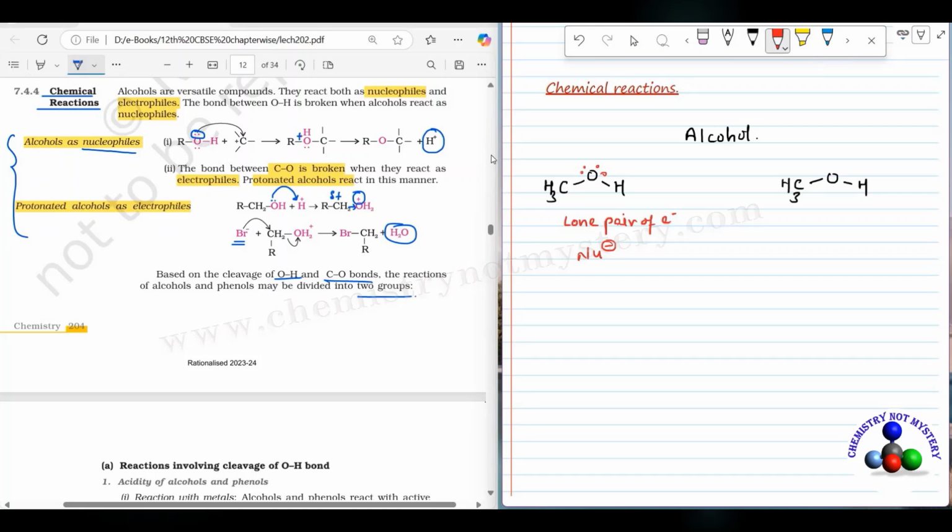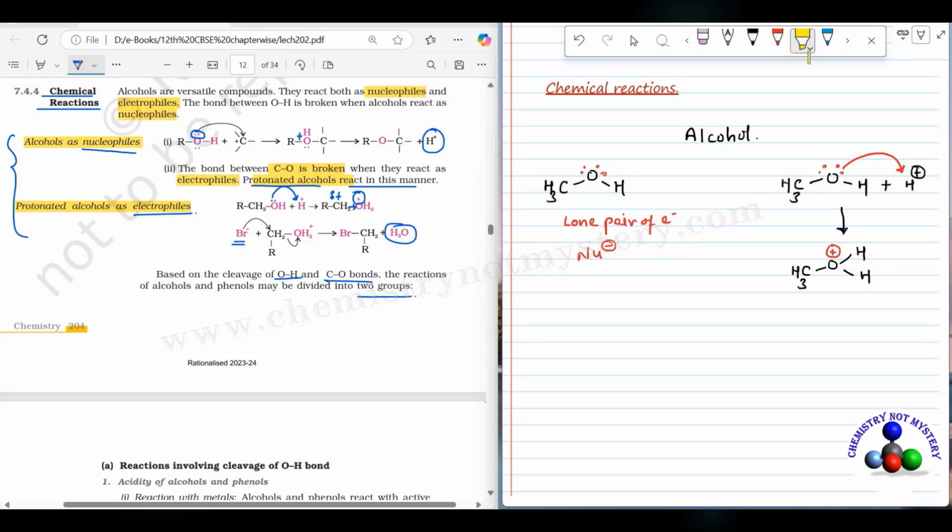As it is written here, the protonated alcohol acts as an electrophile. So let's see when this alcohol reacts with H plus ion. The oxygen has a lone pair of electrons, so oxygen will donate a lone pair of electrons to H plus and make a bond with it. So when it donated a lone pair of electrons to hydrogen, oxygen will develop a positive charge. So here this oxygen will develop a positive charge.